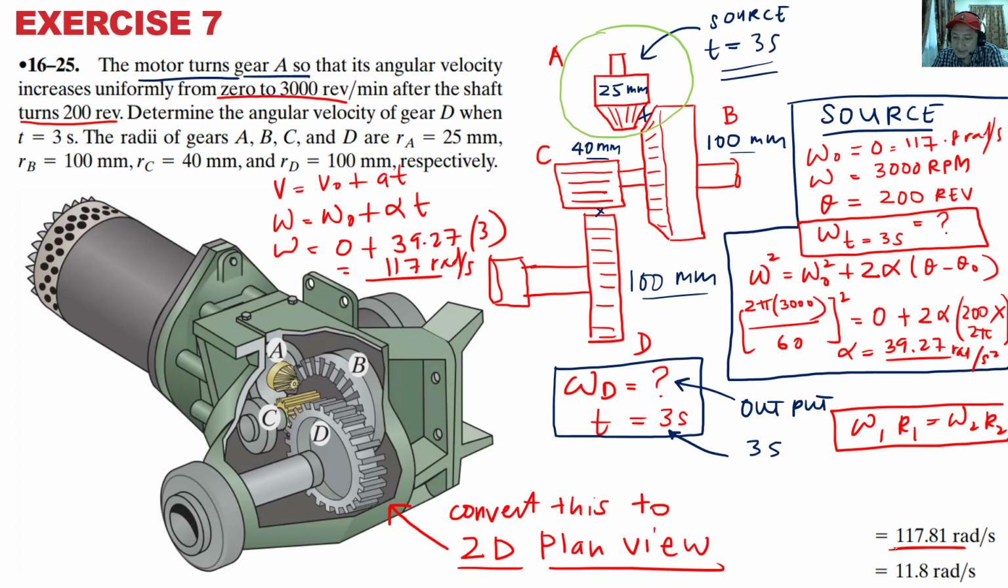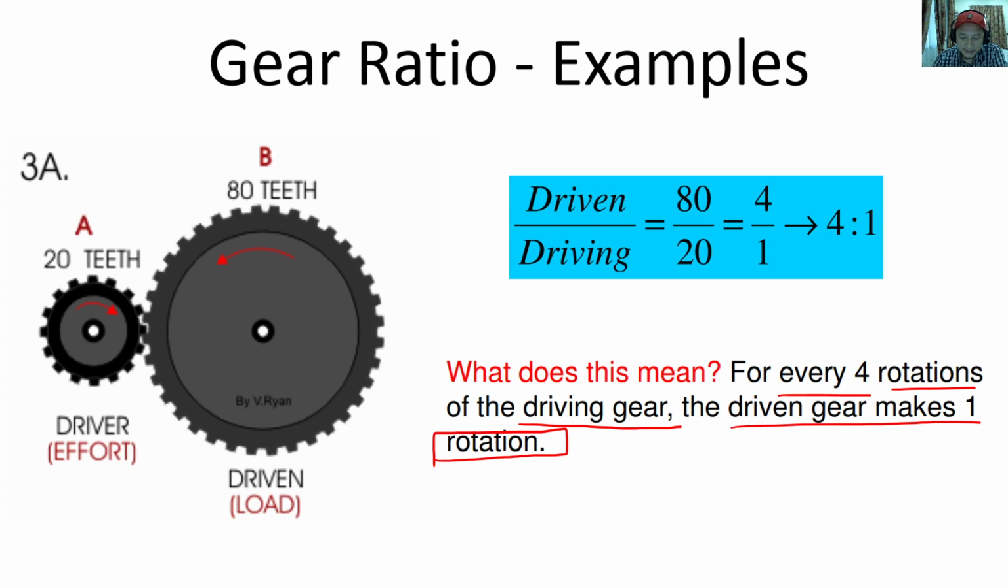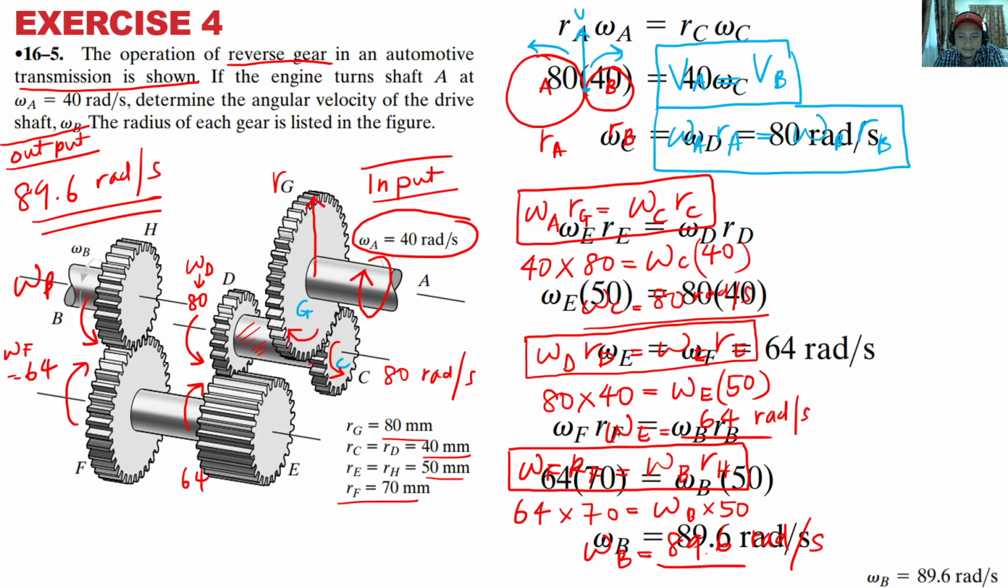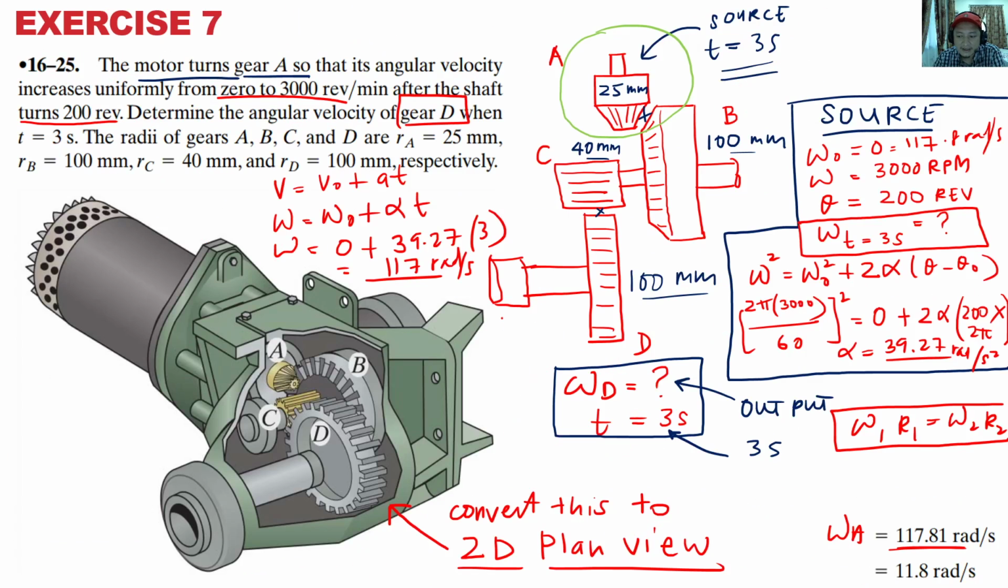This seems right, but this answer is omega A. But this is not what you're trying to find, right? You're trying to find here: determine the angular velocity of gear D. This one, what is omega D? So you have to jump here and jump here and jump here, like the one you did on this one. This one is even more complicated. Do the same thing here. Okay, I guess it's good.